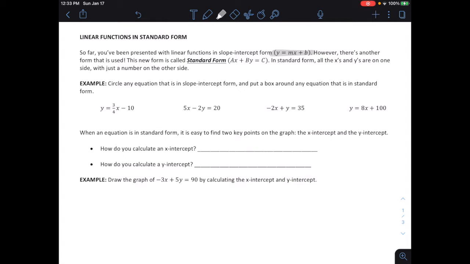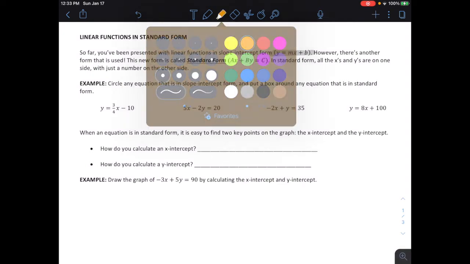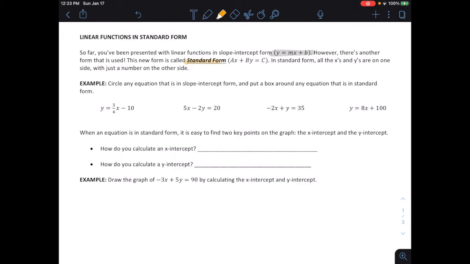But there's this other form that we're going to use quite a bit, and it's called standard form. And I'm going to highlight that in a different color here. So standard form is ax plus by equals c. And you might be confused by the letters, the capital A, the capital B, the capital C, but they are just numbers of some sort. They don't have to be any specific number, they're just any number. So we'll replace the A, B, and C with numbers to create an equation in standard form.